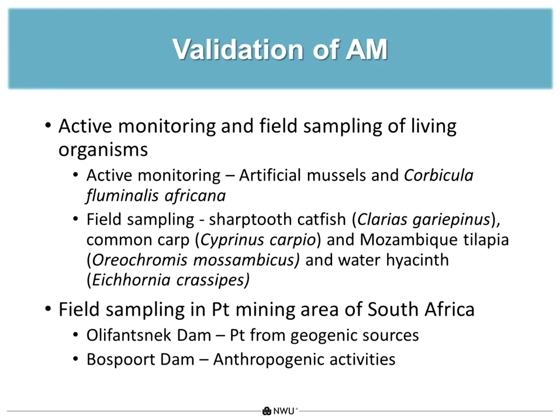In addition to the laboratory investigations, field sampling of living organisms was combined with active monitoring using AMs at 2 impoundments in the same catchment. The 2 impoundments that were studied are found in the Hex River catchment in a platinum mining area of South Africa. In Olifantsnek Dam, the platinum exposure only originates from geogenic sources, while Bospoort Dam is downstream of various anthropogenic activities, such as intensive platinum mining and refining activities, as well as industrial and urban effluents.